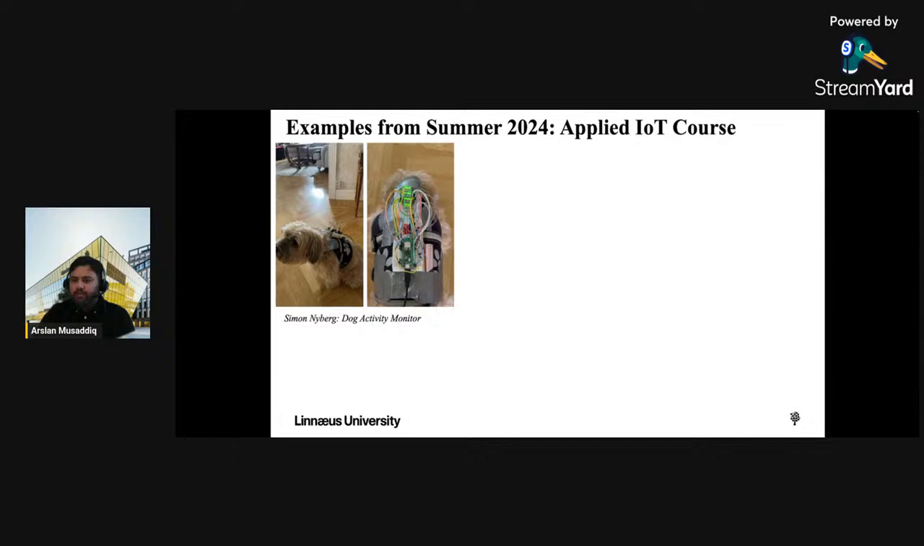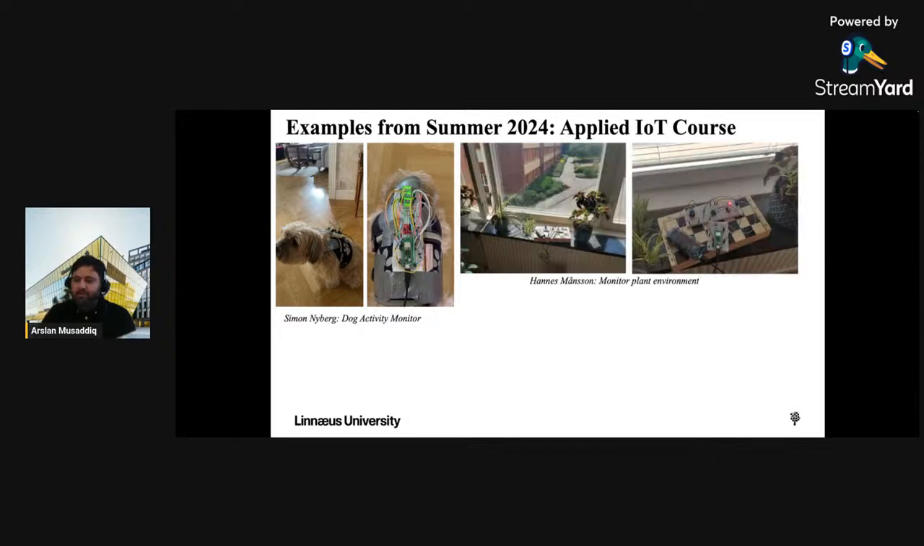Here, there was a project, Dog Activity Monitor. The student used a number of IoT sensors to track the movement of the dog, sleep pattern, or overall activity. This data was then used to provide insight into the dog's health and well-being. This is an aging dog, and the owner of the dog, Simone, utilized IoT to monitor the health of his dog.